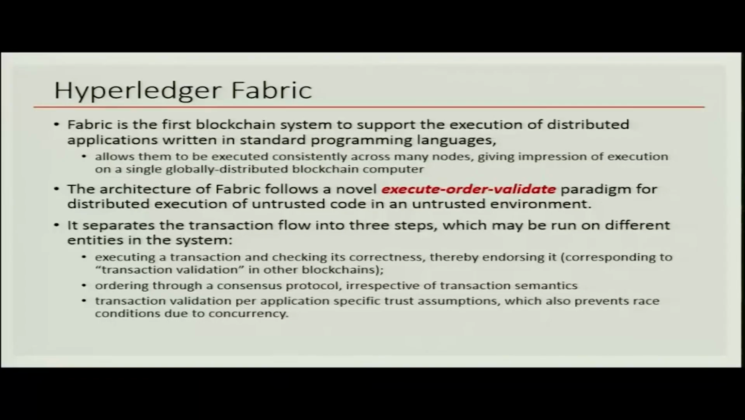Going back a little bit, Fabric distinguishes itself from the previous blockchains that you have studied, like the Bitcoin blockchain or Ethereum blockchain, in that it follows the execute-order-validate paradigm, and the transaction flow has 3 steps. First, executing the transaction and checking its correctness, and this execution does not change anything in the state of the blockchain.